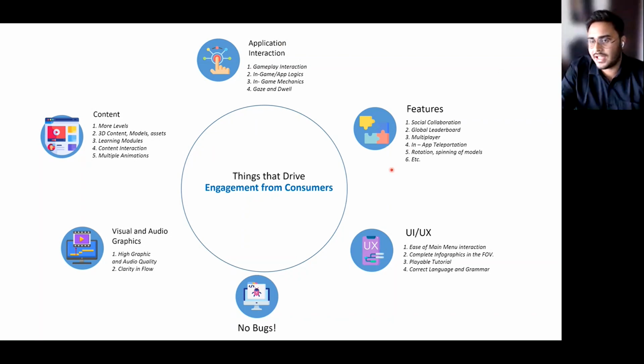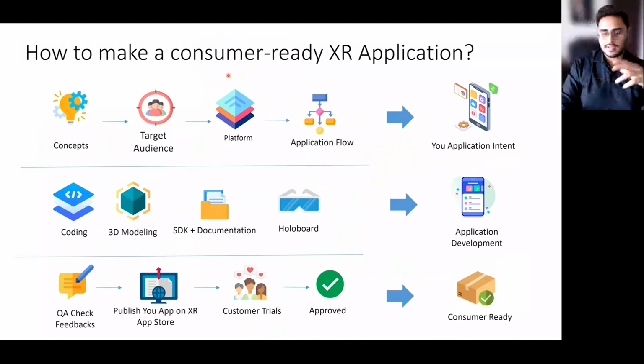Next is features. This is definitely the core, right? What kind of features are you able to provide for the people using your application? Next is application interaction. You need to ensure that the entire experience you're building for the end user is extremely interactive, right? Because all of these things can drive engagement. These are some things that get your application to a consumer ready state.